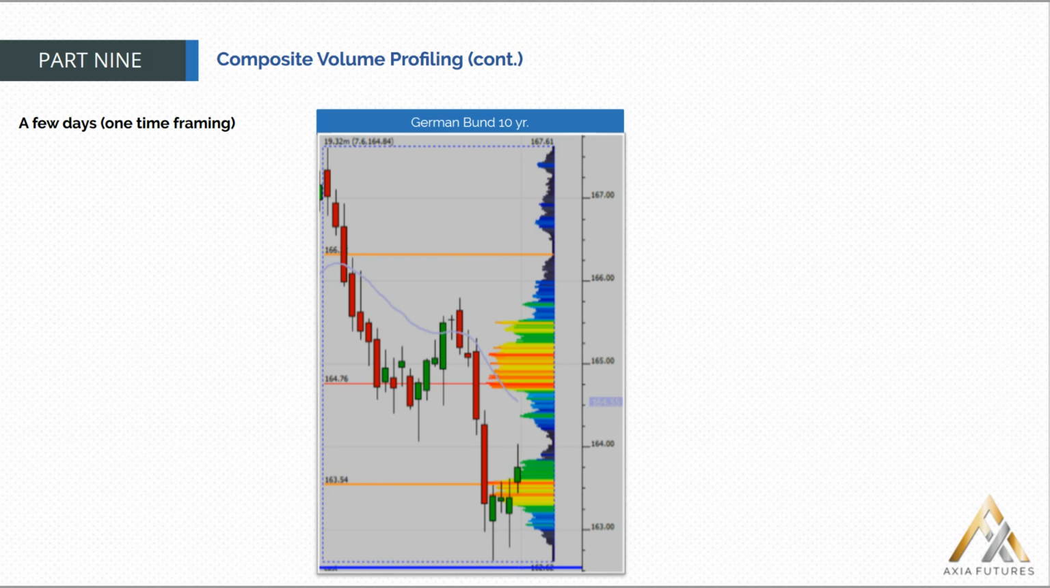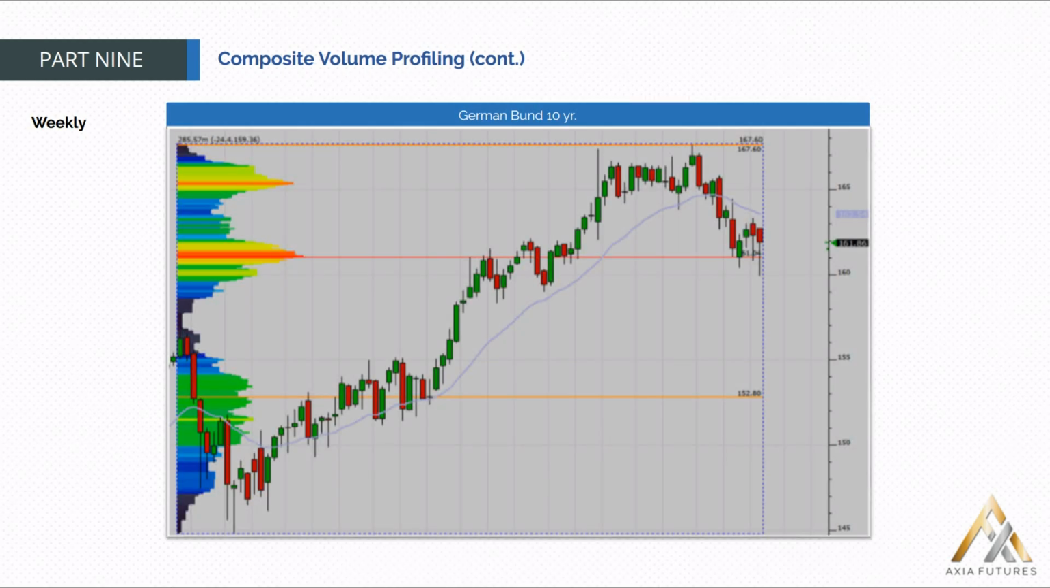I hope you guys are starting to see now how some of the strategies and principles we spoke about in Module 1 and 2 are starting to filter through even into composite profiling. Let's take a look at another example. The next composite profile is an example of a weekly volume profile.